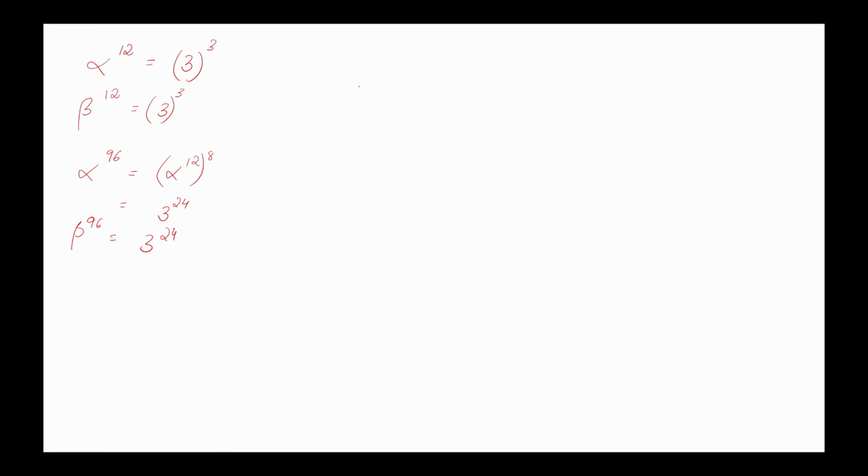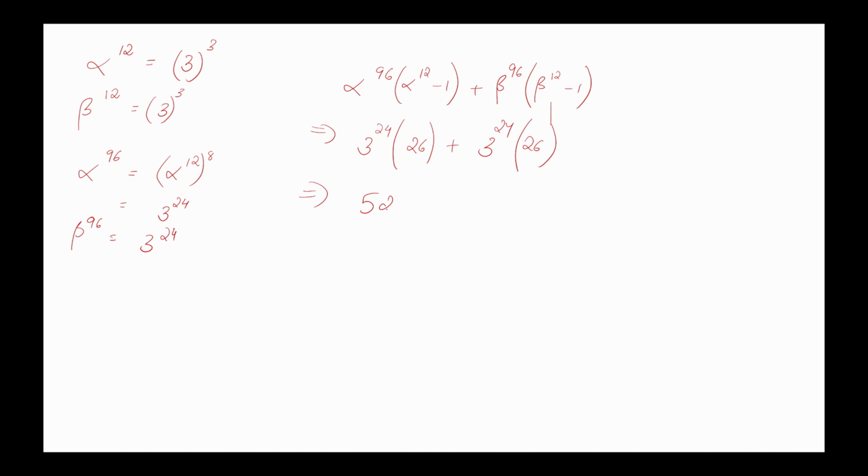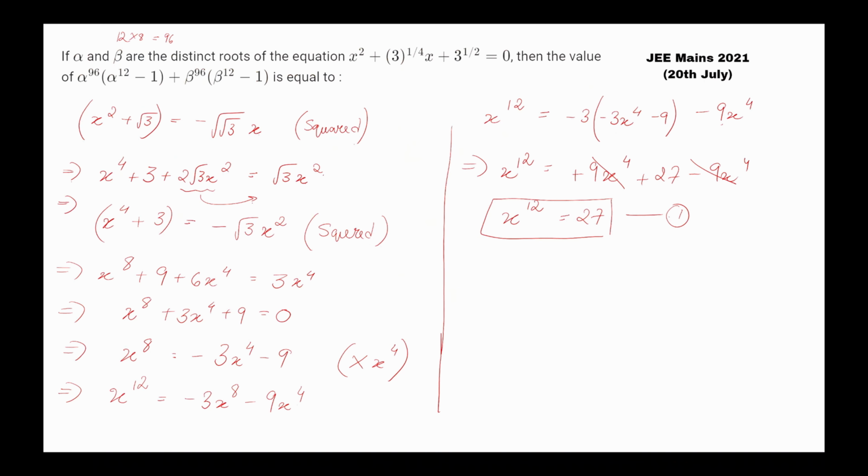Now what was asked to us in the question? We had to find out alpha to the power 96 times alpha to the power 12 minus 1 plus beta to the power 96 times beta to the power 12 minus 1. This was what we had to find out. So now I can simply replace these values. This would become 3 to the power 24. This would become 27 minus 1. This would become 26 plus 3 to the power 24. Here I would have again 26. So ultimately this becomes 52 into 3 to the power 24. And this is our answer. So this is how you generally find out the values when the powers have been given too much.